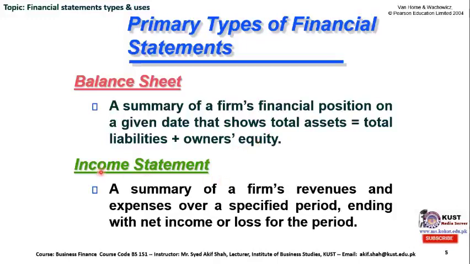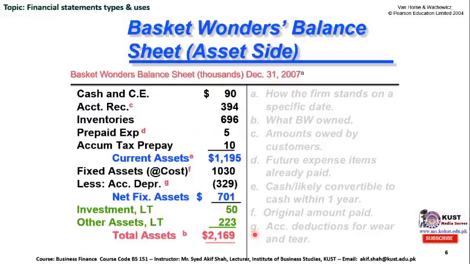So what is the income statement? It is a summary of a firm's revenue and expenses over a specified period, ending with net income or net loss for the period. Either the firm will have net income at the end of the operations for a specific period, usually one year, or at the end of the year the company may have a loss. Let us discuss both of these statements one by one.